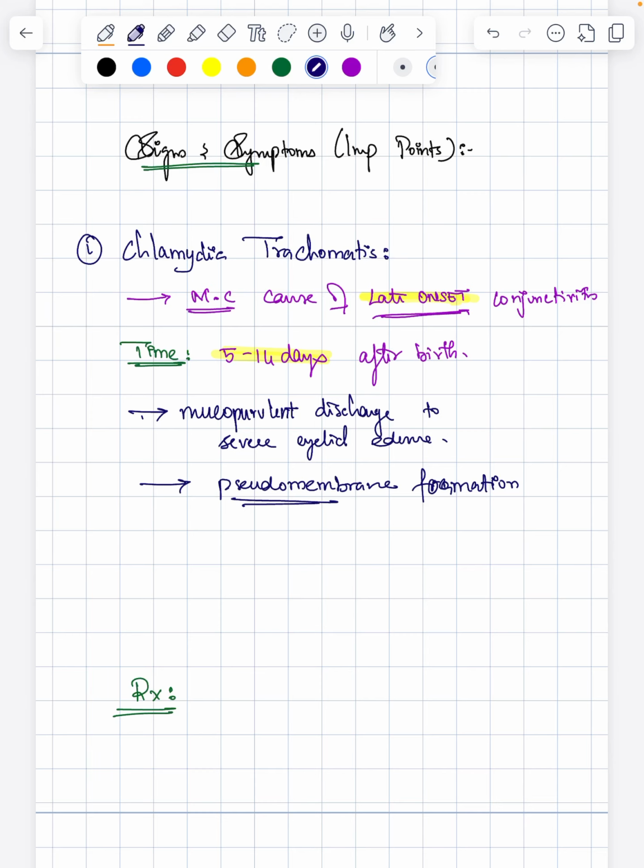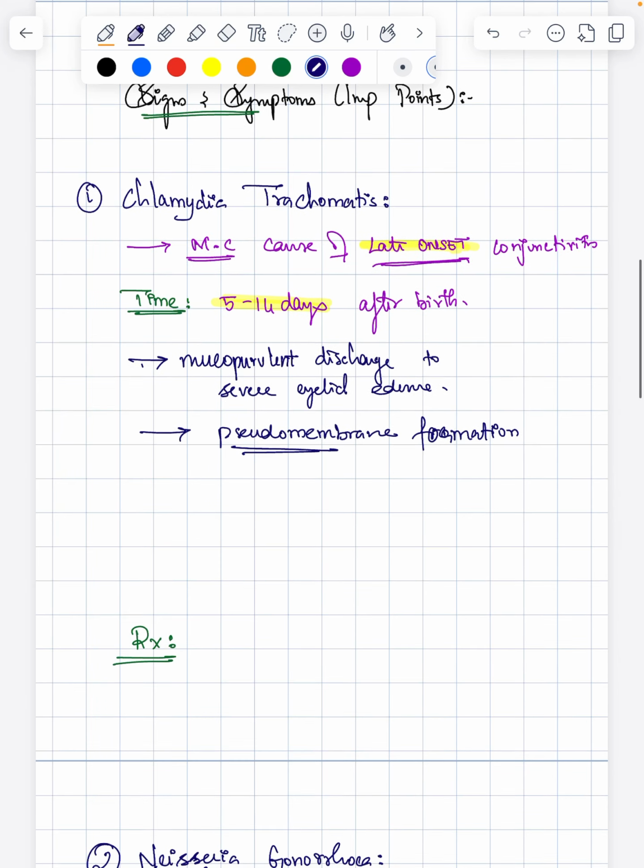What is the treatment for chlamydia? Treatment is azithromycin. You have to give azithromycin at the dose of 20 mg per kg for 3 days, which is a single dose. Yes, this is regarding Chlamydia trachomatis.